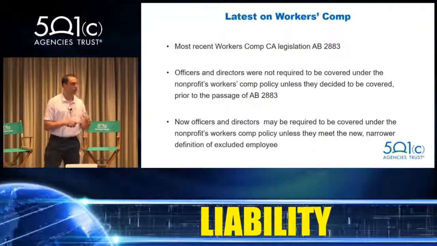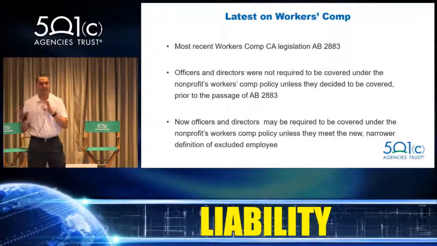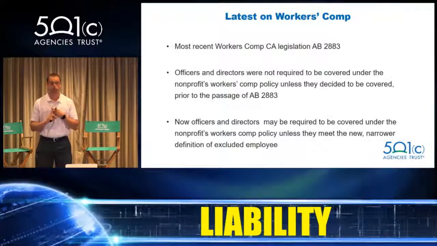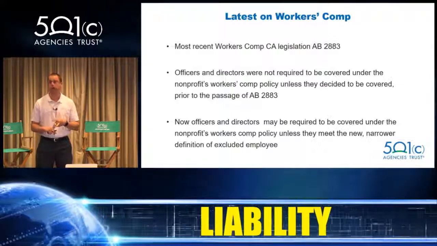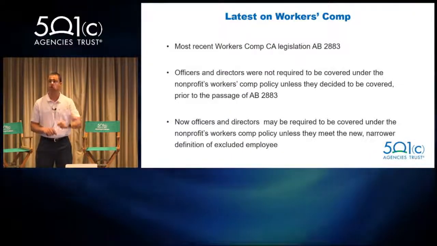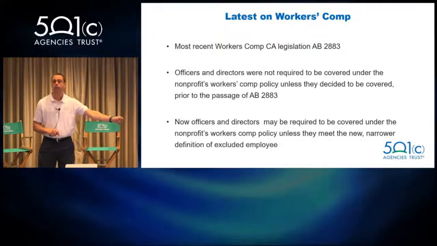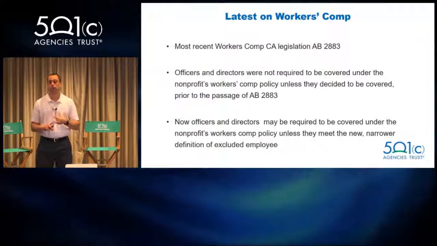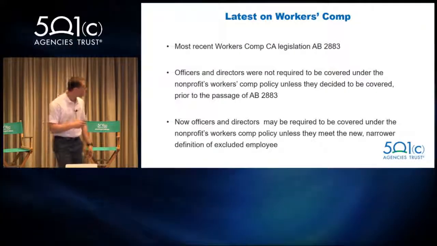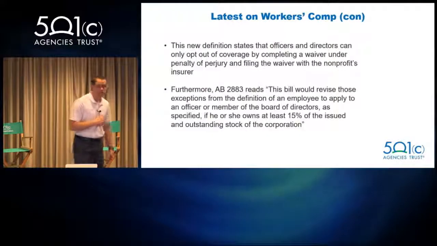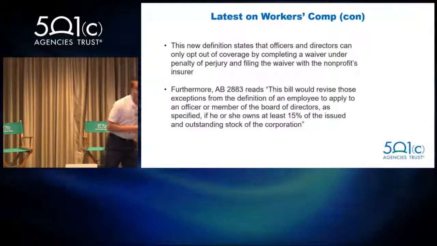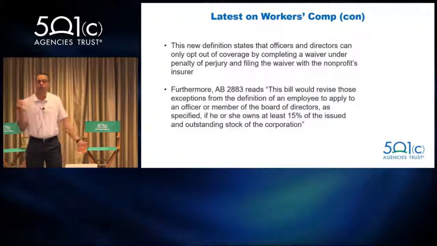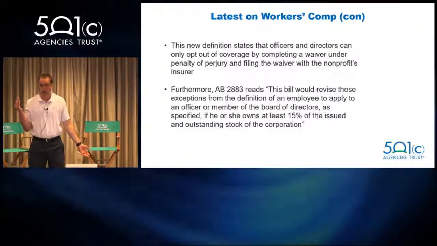Okay, and I want everyone to go to their broker and ask about this issue and how your nonprofit is currently handling it. I'm talking about members of the board as well as the officers now would have to sign a waiver to submit to their insurer saying, one, that we want to be excluded from workers' comp, and it's acceptable for us to be excluded because we own at least 15% of issued and outstanding stock. For 501c3 nonprofits, I don't know how you do that because there is no issued stock.